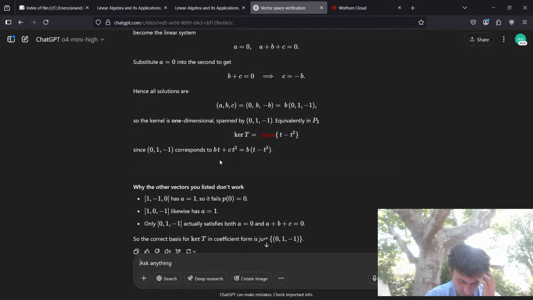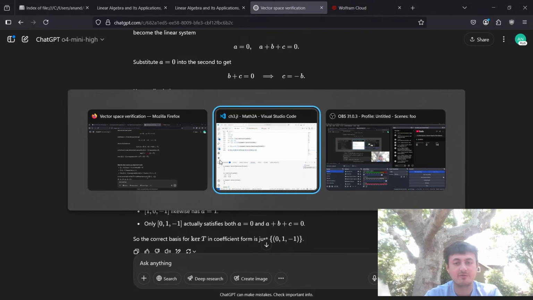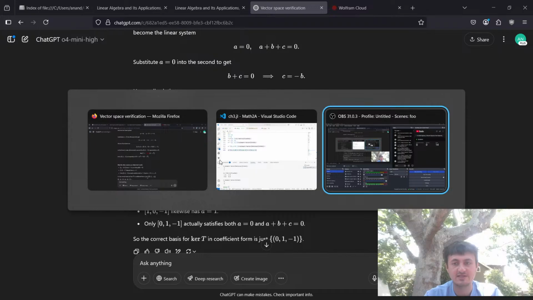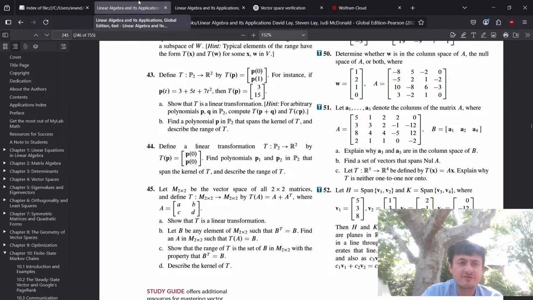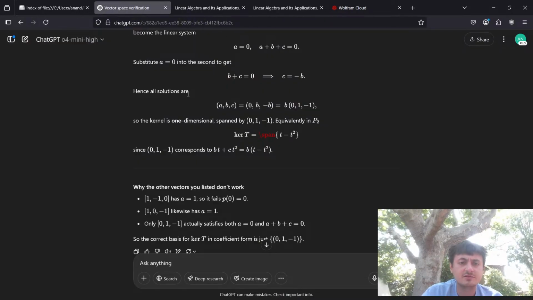Oh, oh yeah, that doesn't work. P of 0 not equal to 0. Yeah, so it does. It has to be okay. So my original thing of t minus at squared is correct. Okay, yeah. So it's t squared minus t. That's the answer. And then what does it say for describing the range?